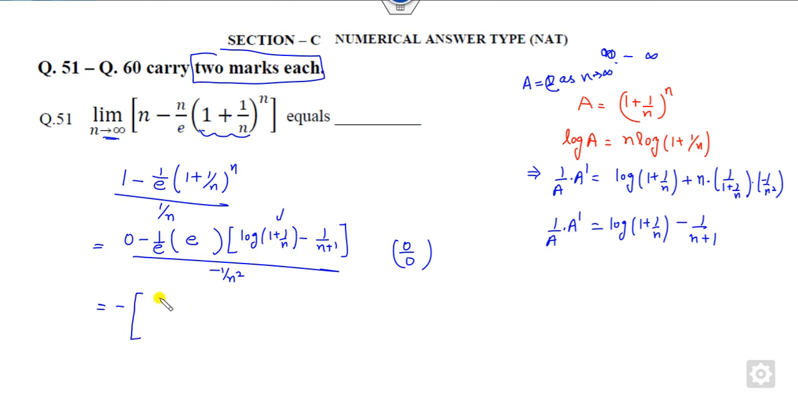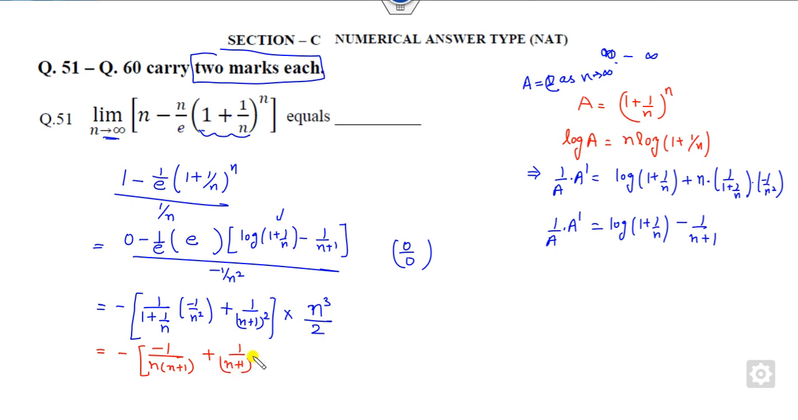So it cancels out. Again you can differentiate them. So it is 1 upon n plus 1 by n, minus 1 upon n plus 1, and what's the derivative of the denominator? It will be 2 upon n cube. So I can write it like this way. Now if you simplify them, what will happen? I can take the LCM, so it will be minus 1 upon n into n plus 1, plus 1 upon n plus 1 whole square, times n cube upon 2.